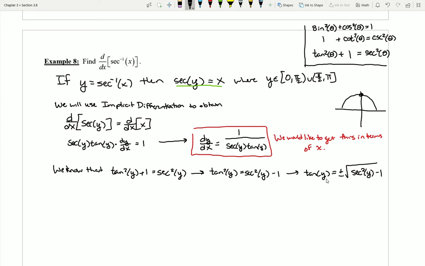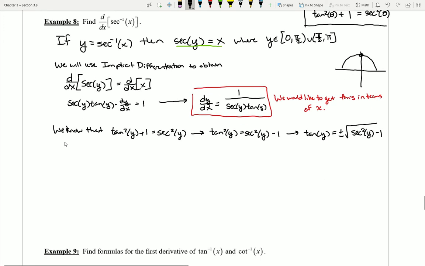So let's see what we end up with here. I can start off by saying that, again, since y is an angle that occurs from 0 to pi over 2, or from pi over 2 to pi, then we can start to make some determinations about what's going to happen with this tangent y.